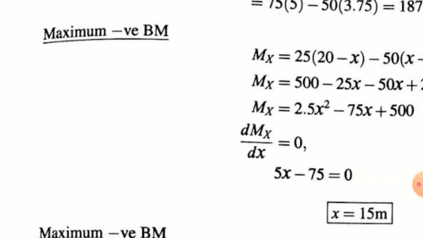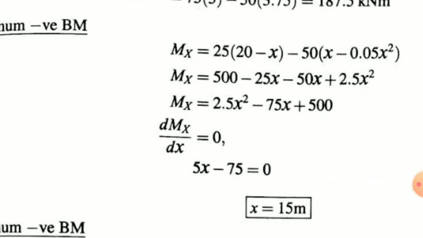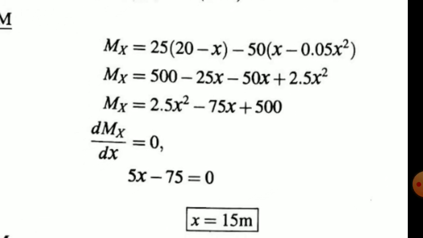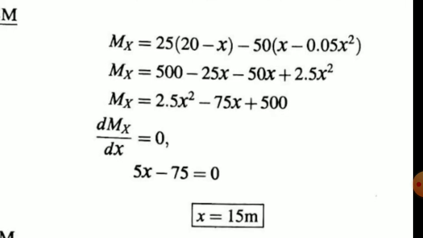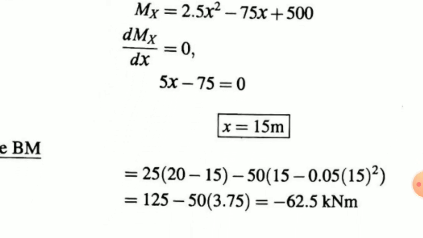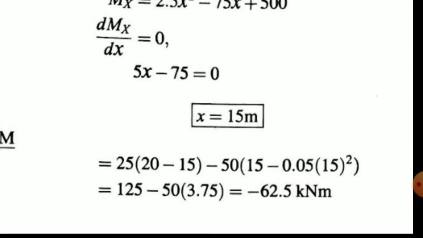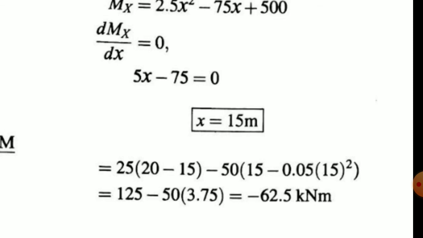Similarly, for the maximum negative moment, we have to calculate the position where it exists. So we can make use of the equation dM by dx equal to 0. First you have to write the equation for bending moment at any section x, and the differentiation of that equation should be equated to 0. From that you get x equal to 15 meters. By substituting x equal to 15 meters, we get the bending moment as 62.5 kilonewton meter.